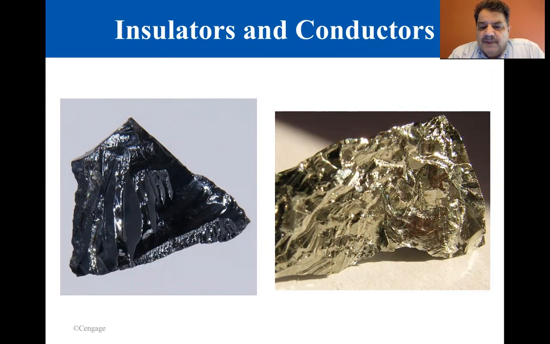Semiconductors are a third class of materials, and their electric properties are somewhere between those of insulators and those of conductors. Silicon and germanium, shown in the photos, are well-known semiconductors that are widely used in the fabrication of a variety of electronic devices.